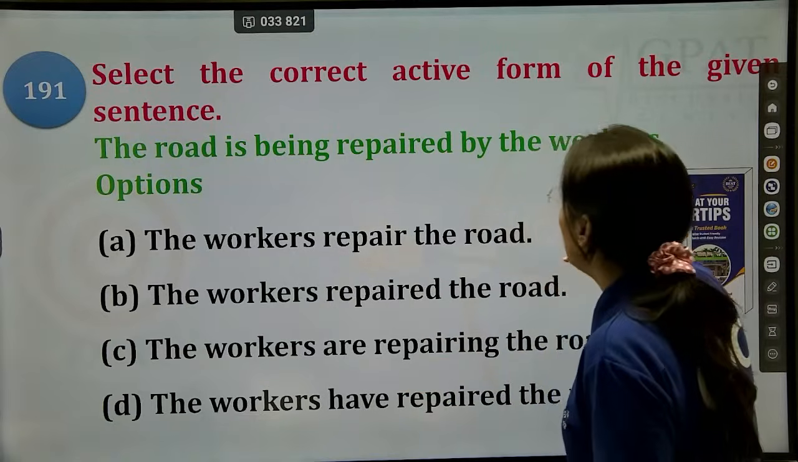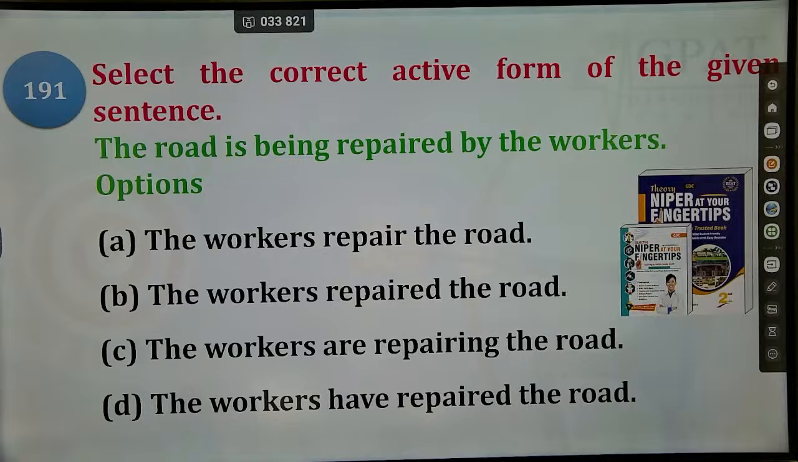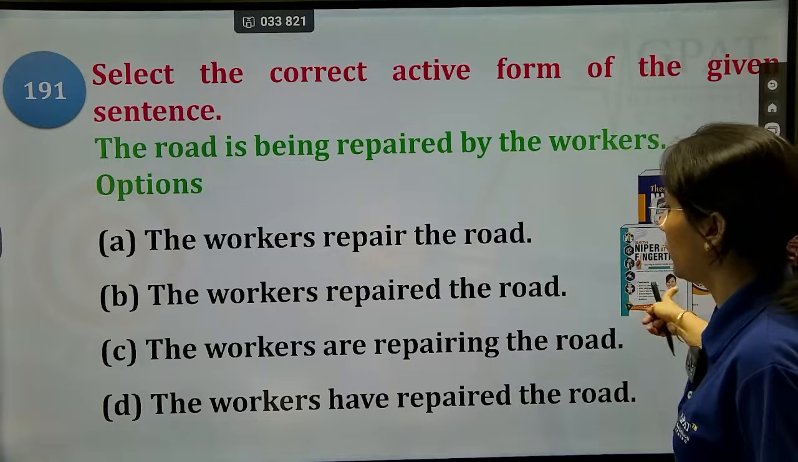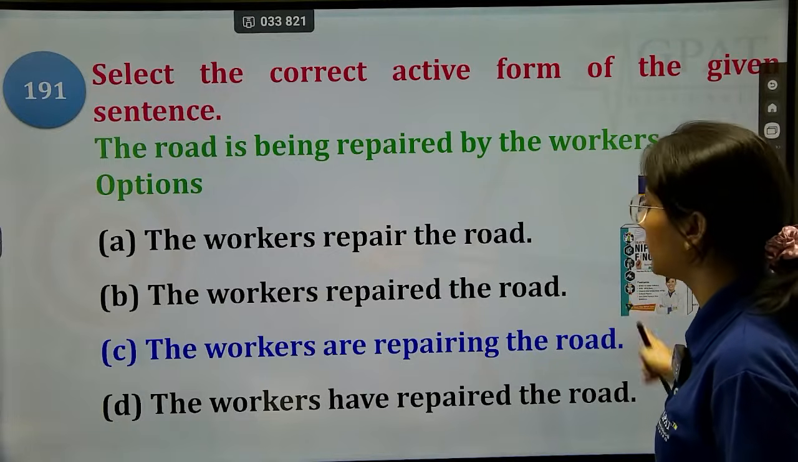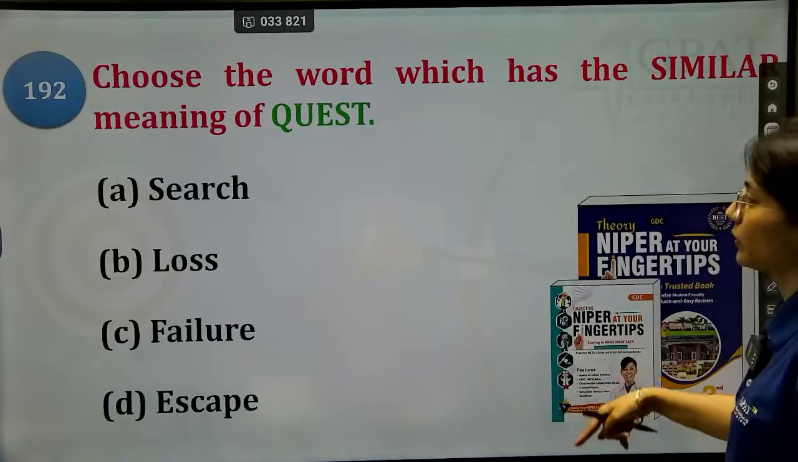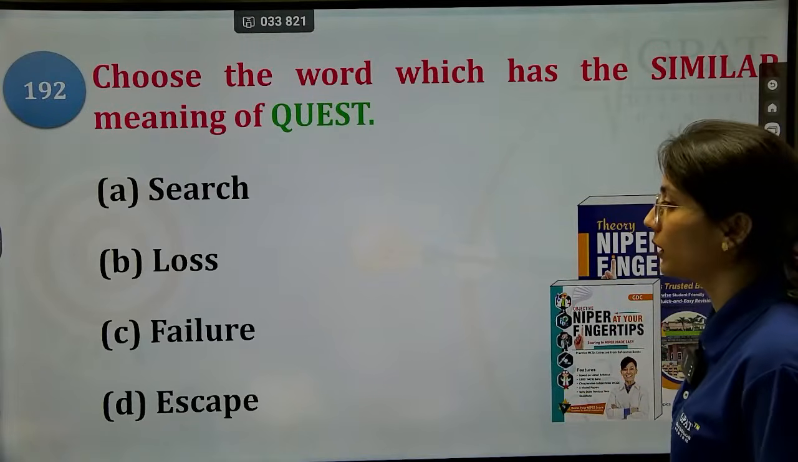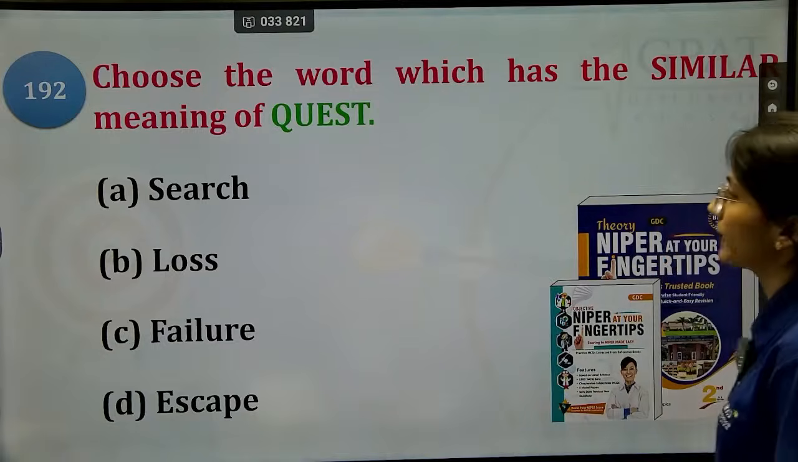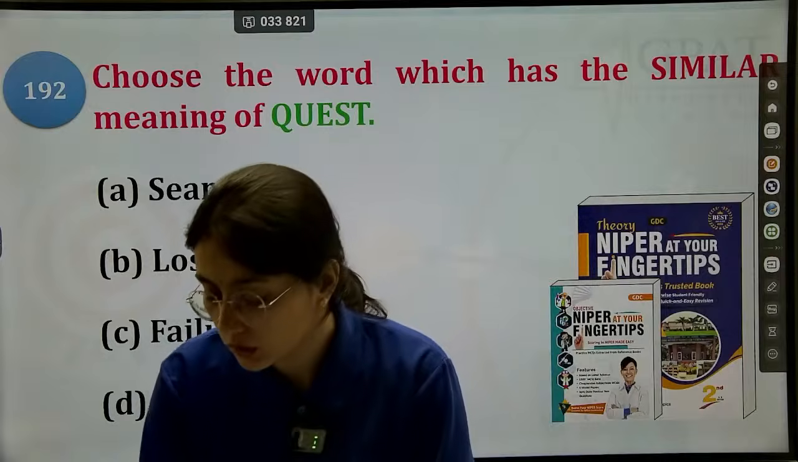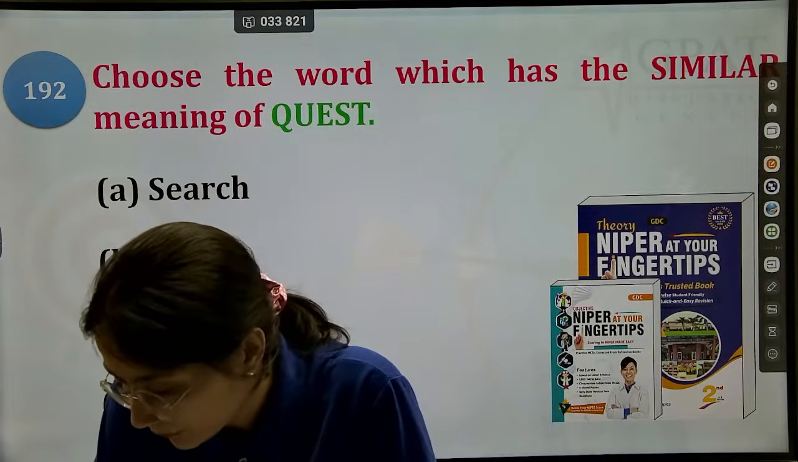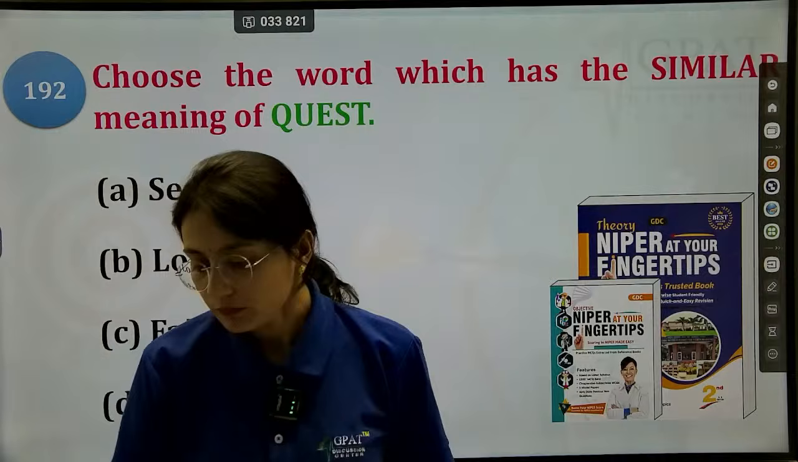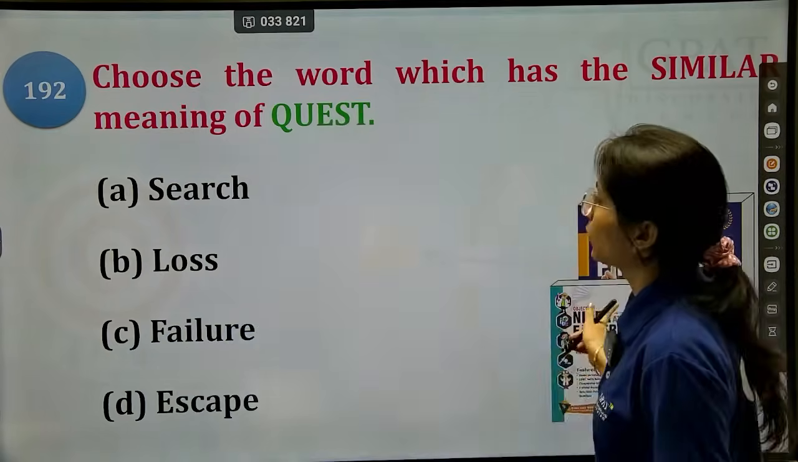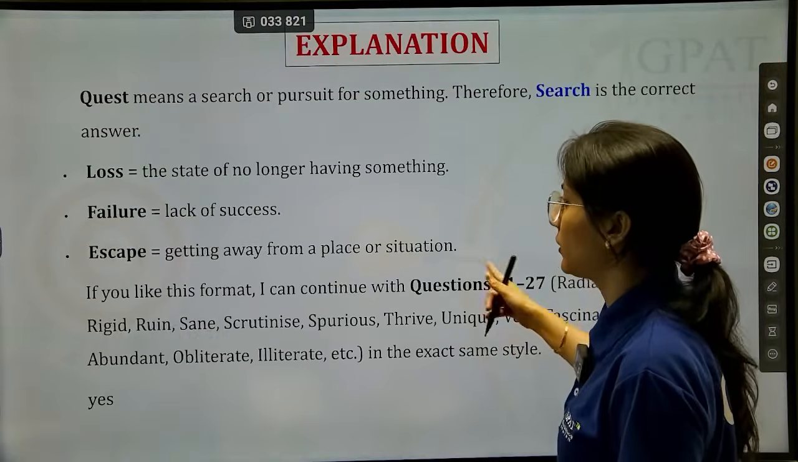The road is being repaired by the workers. The options: the workers repaired the road, the workers are repairing the road, the workers have repaired the road. The answer is the workers are repairing the road. Choose the word which has a similar meaning to quest. Quest is a long search for something that is difficult to find. You are searching for something for a long time, that's called a quest. So the answer is search.